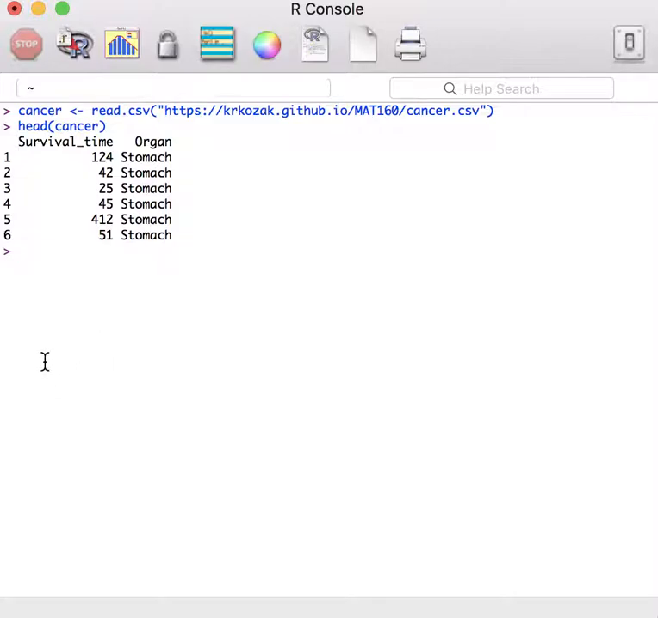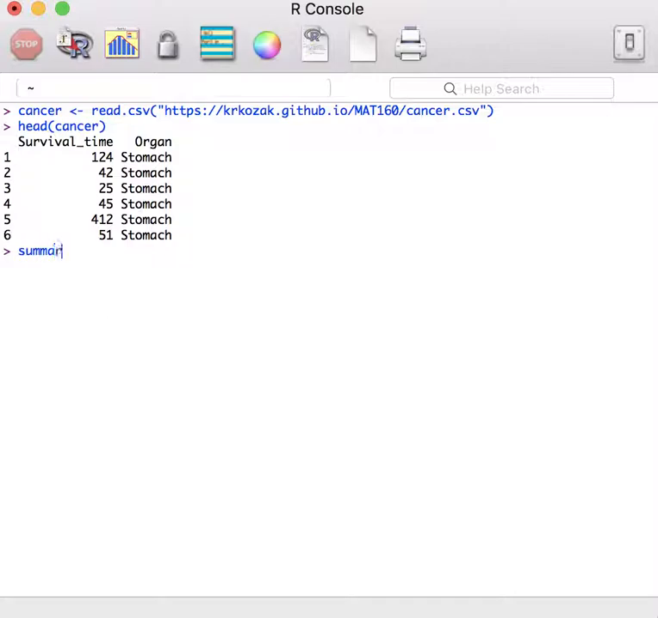Now instead of letting R create what the x-axis looks like, we want to create our own x-axis. What I mean by that is we want to say exactly what we want that division to look like on the x-axis. So we want to find out what are the highest and the lowest survival times we have in this data set.